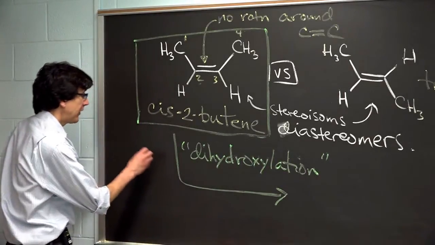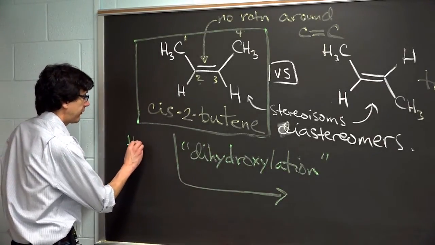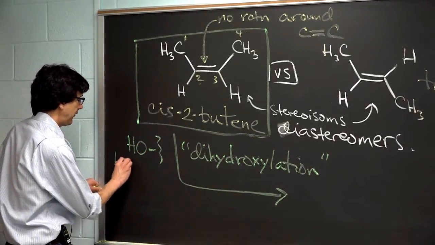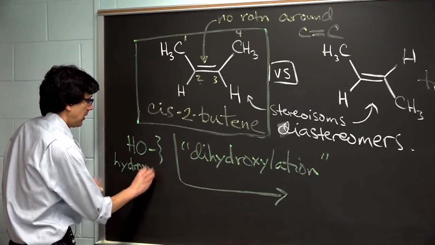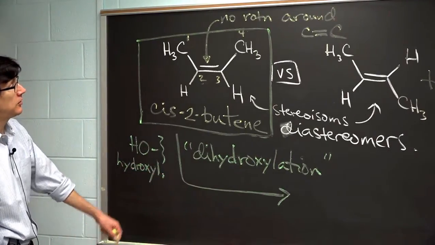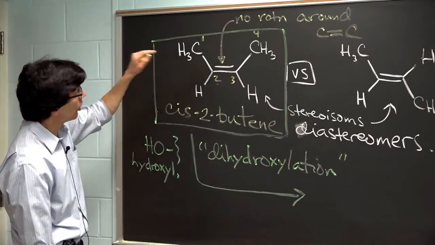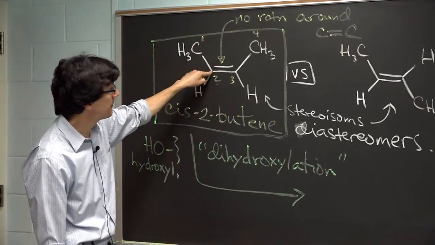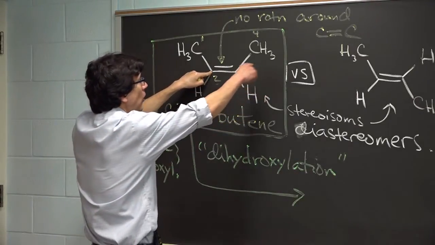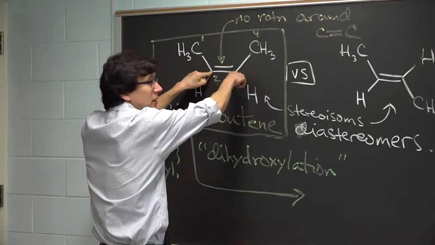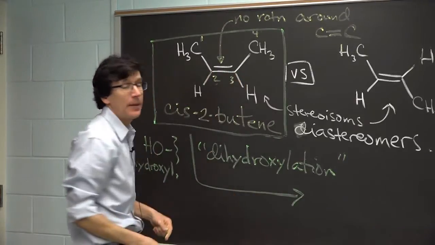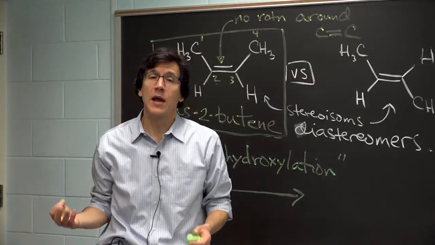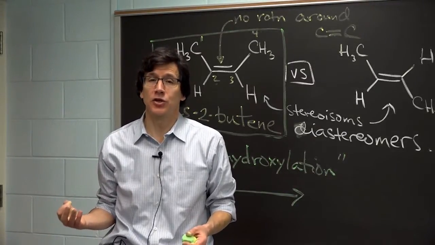What is a hydroxyl group? A hydroxyl group is an HO group attached to something. So here's a hydroxyl. Here's what we're going to do. We are going to add an OH group to carbon 2, one of the carbons of the double bond. And we are going to add an OH group to carbon 3. And what I want you to think about is how many stereoisomeric products might result from that dihydroxylation process.